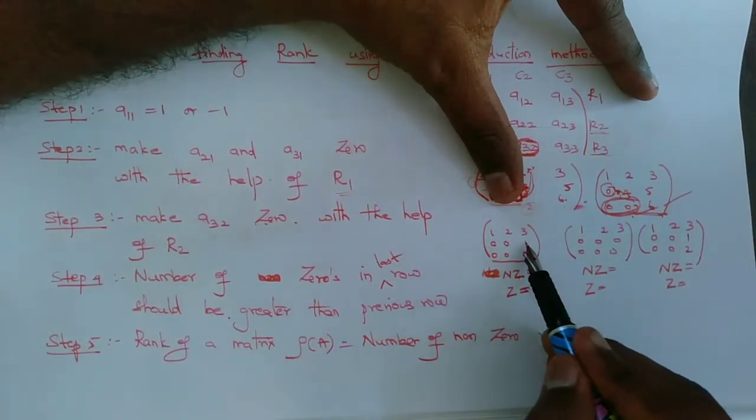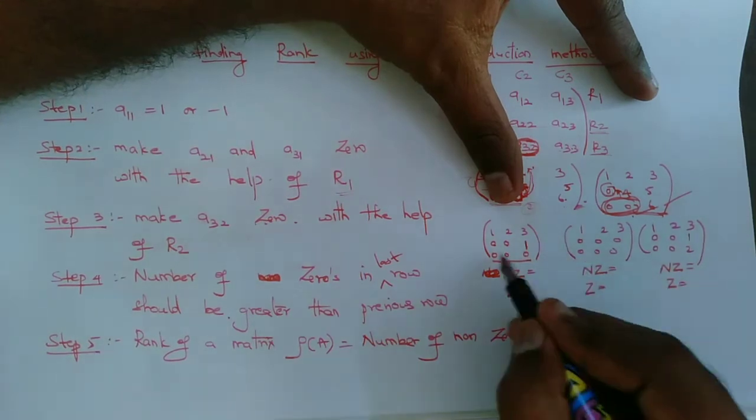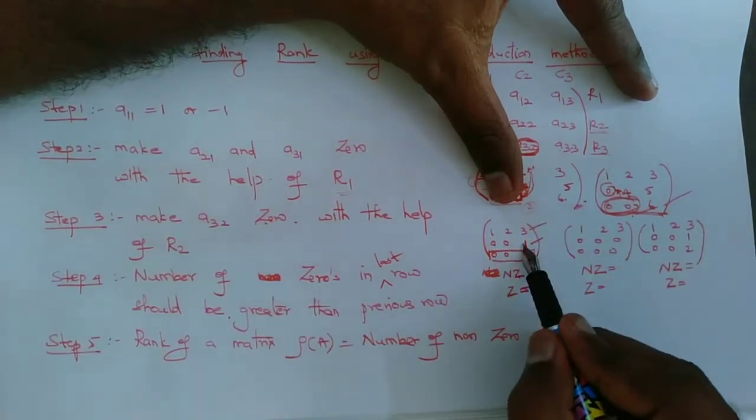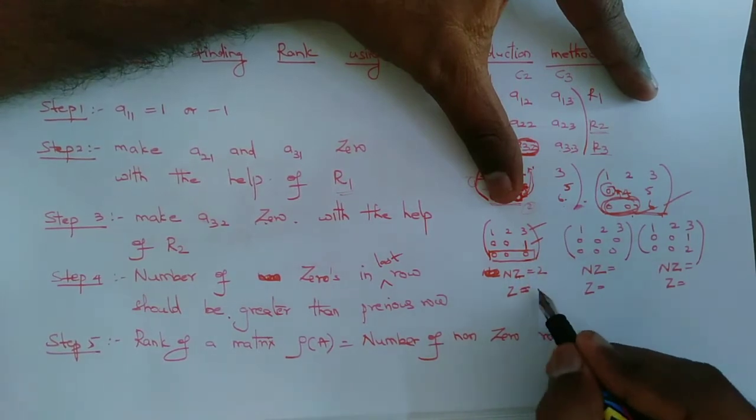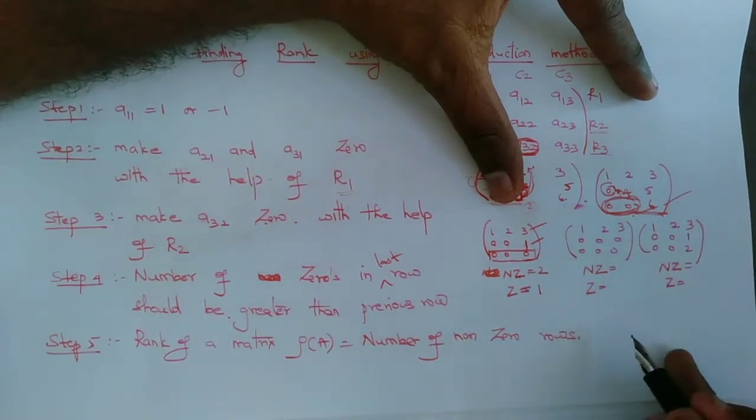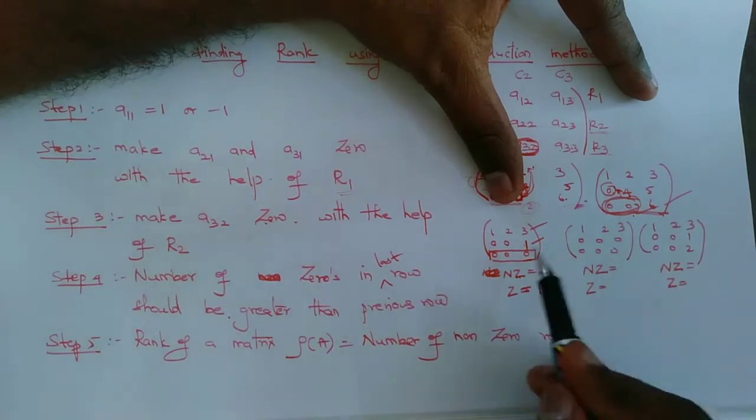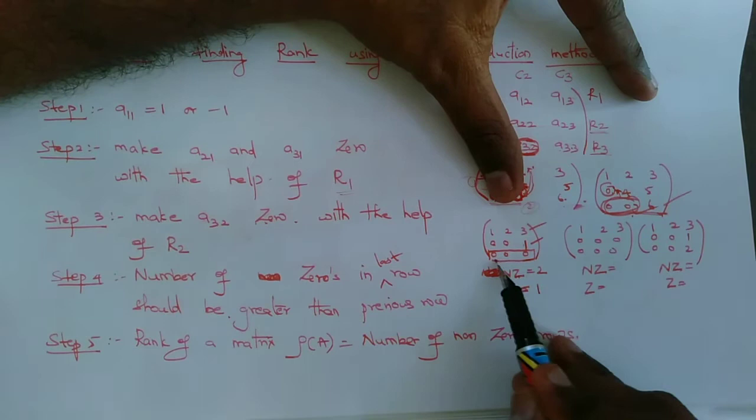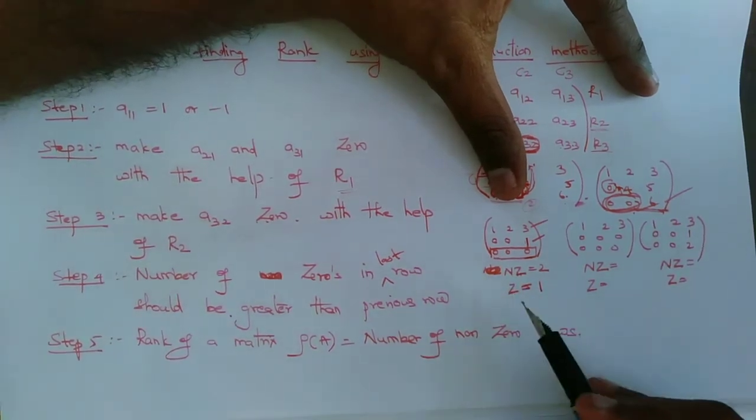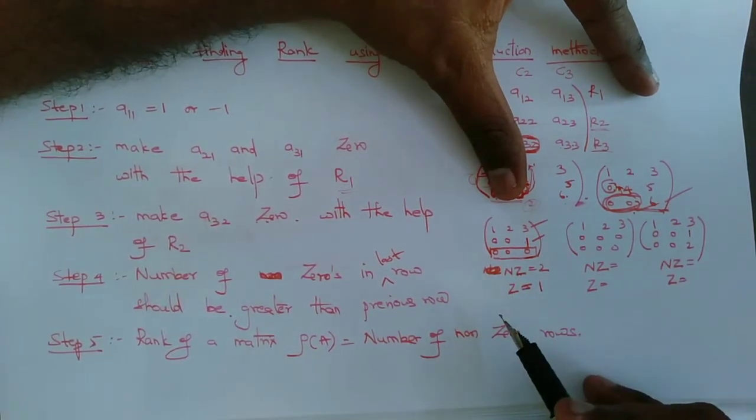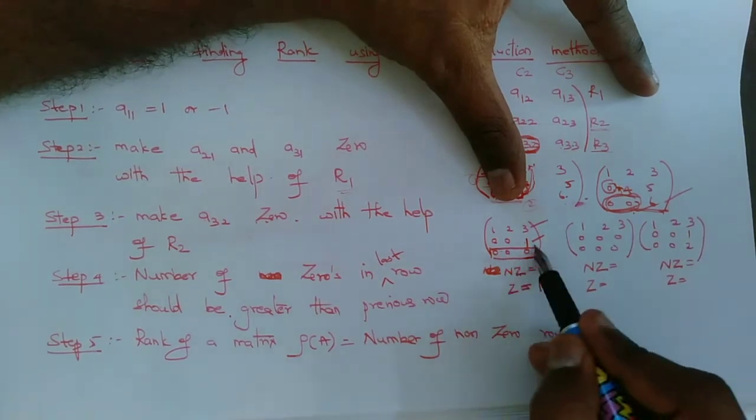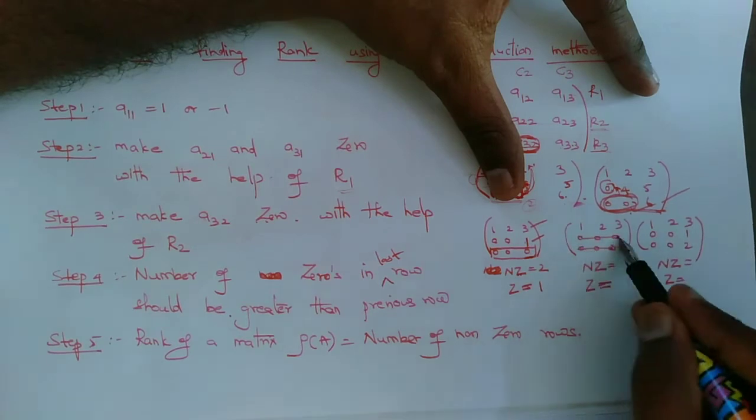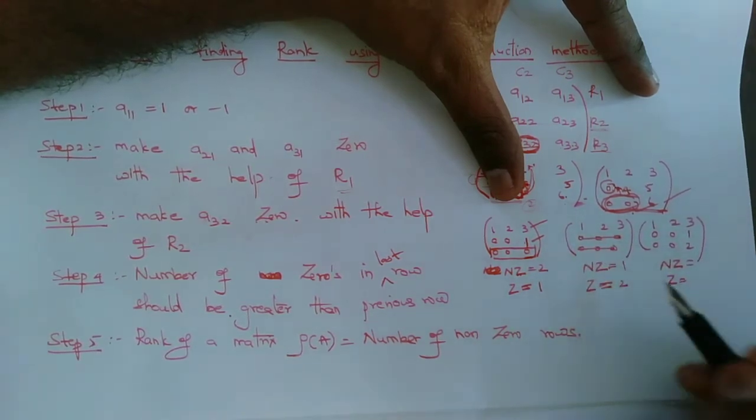But see, 0, 0, 1: one element is present. It is non-zero. This is a zero row. This is non-zero, because one element is present. So non-zero rows are 2, zero row is 1. Zero row means the full row contains only zeros. It is called a zero row. You can see how many zero rows: 1, 2.